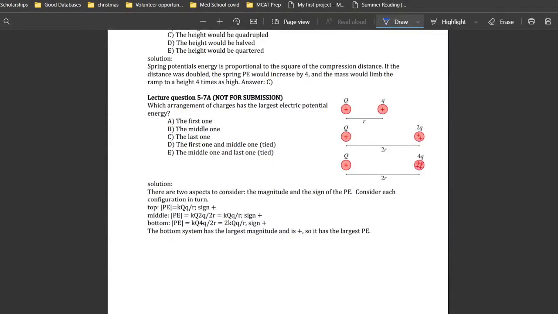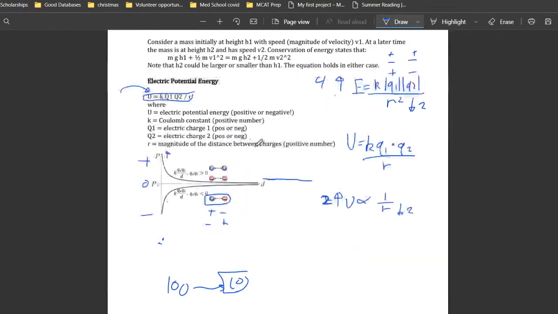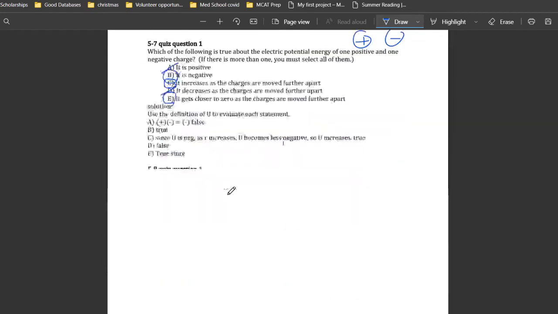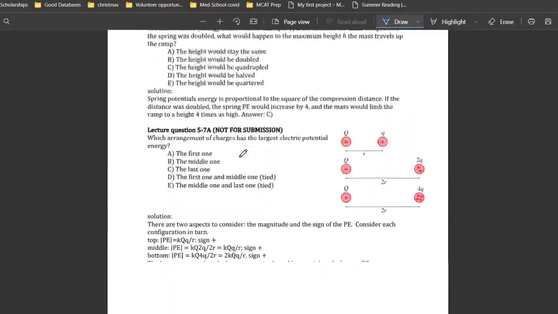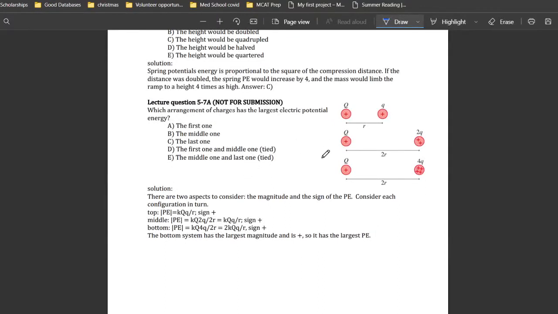For 5-7a, this question is simply asking us which one of these three systems has the greatest electrical potential energy. And we see that they have like charges, so if we recall this graph, potential energy becomes more positive as they become closer together. So since it's asking us for which one has the largest potential energy, it would be the one that has the highest value of potential energy.